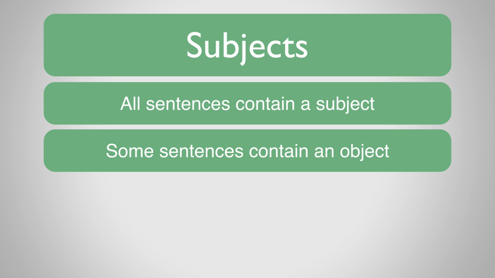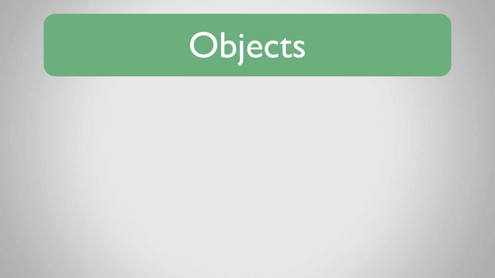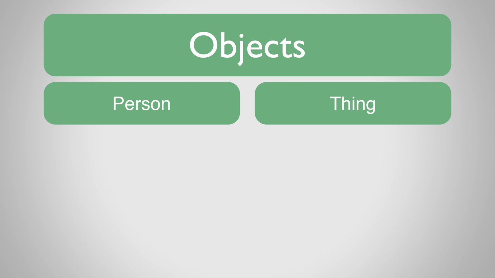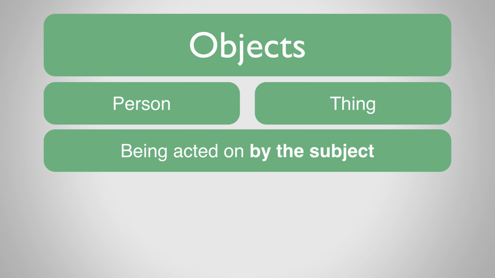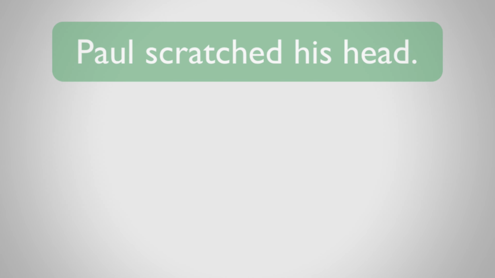So what exactly is the object in a sentence? Well, let's take a look. The object of a sentence is the person or thing in a sentence that is being acted on by the subject. That means it's the thing that is having something done to it. Let's take a look at some examples to see what this means.